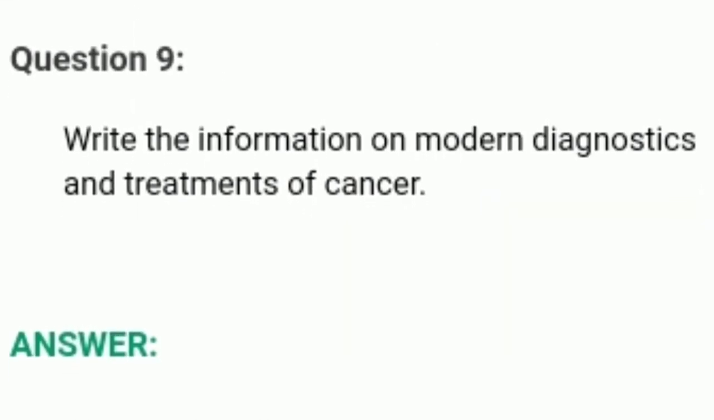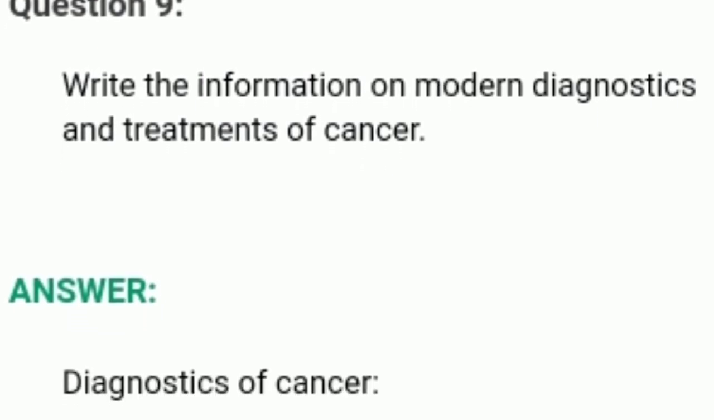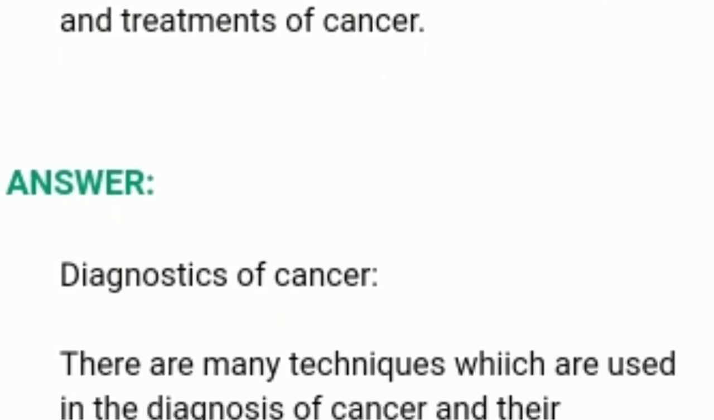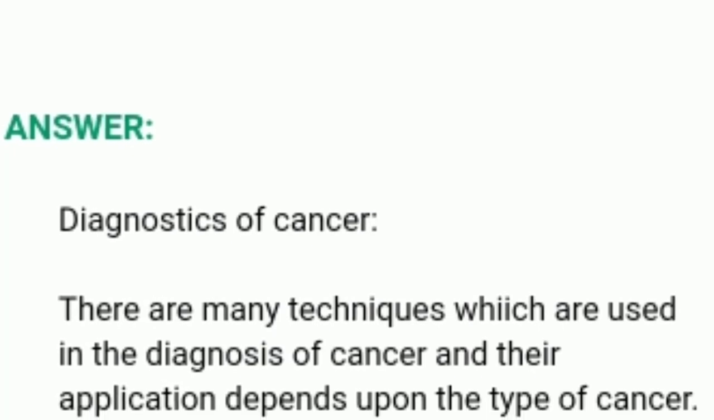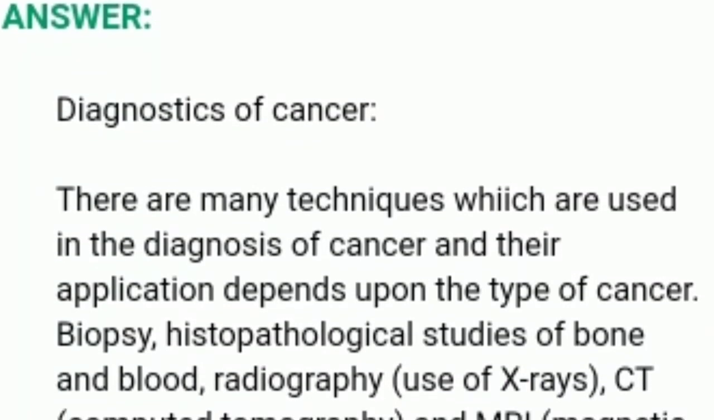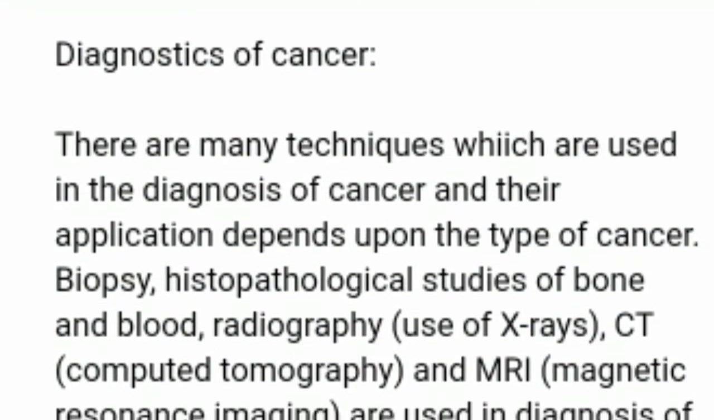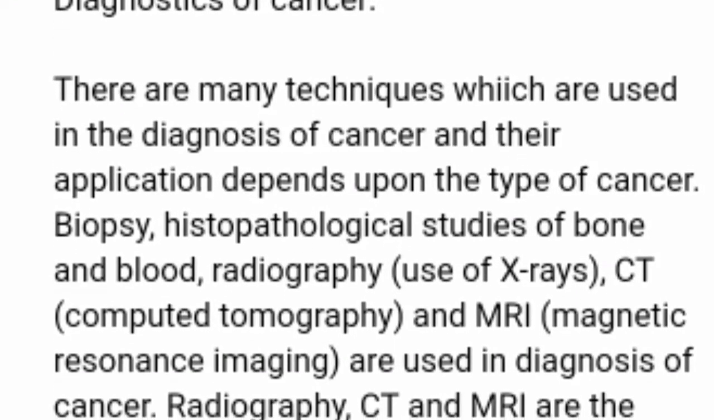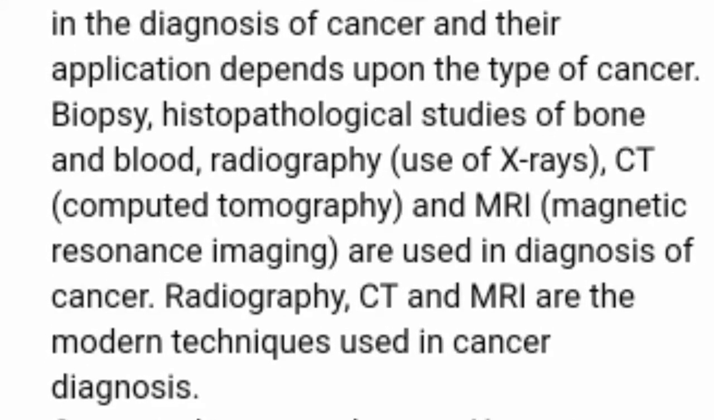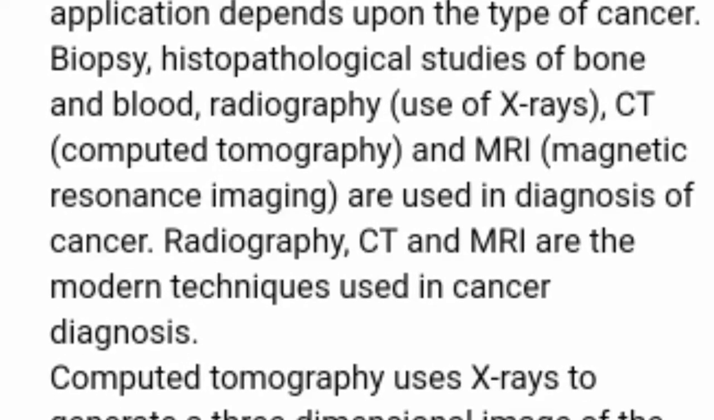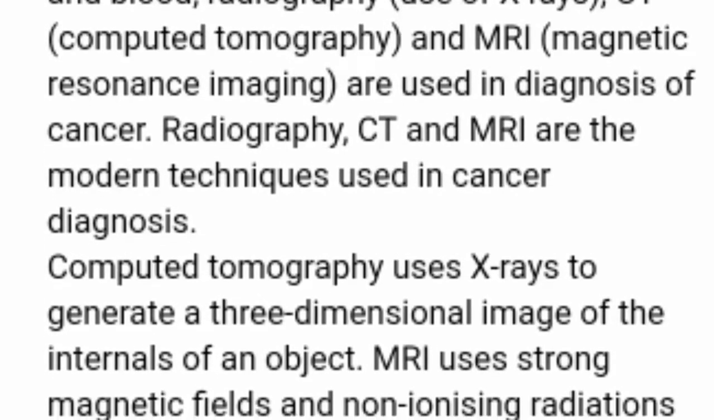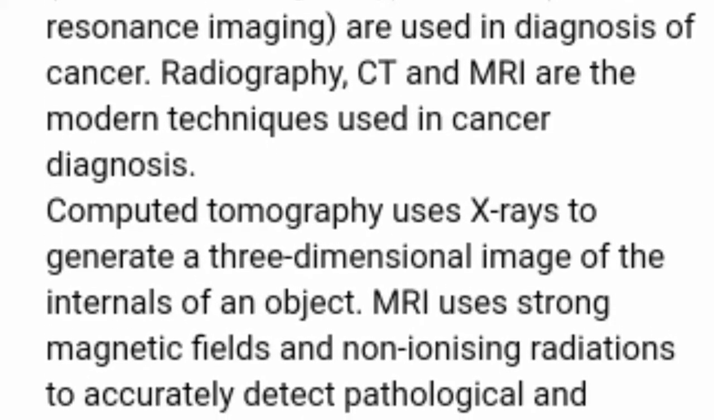Now, question number 9. Write the information on modern diagnostics and treatment of cancer. First, diagnosis of cancer. How can we check that cancer is there? There are many techniques which are used in diagnosis of cancer, and their application depends upon the type of cancer: biopsy, histopathological study of bone and blood, radiography using X-ray, CT, computed tomography, and MRI, magnetic resonance imaging. CT, radiography, and MRI are modern techniques used in cancer diagnosis.